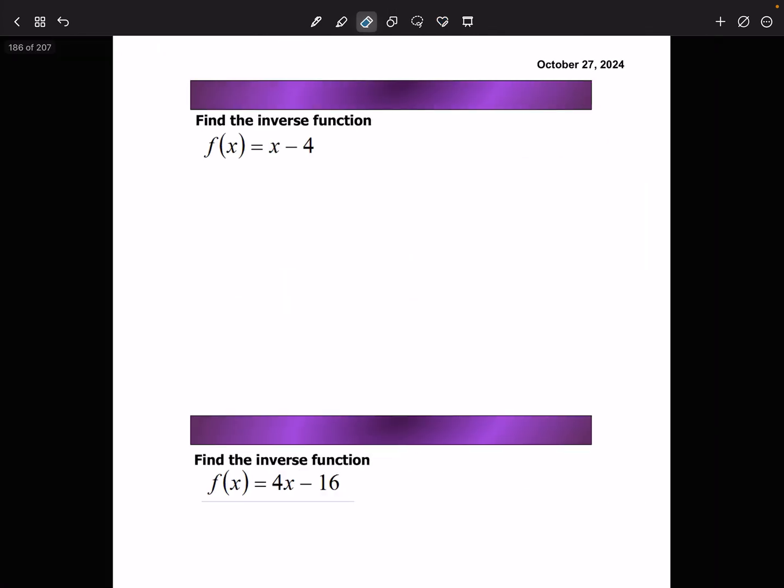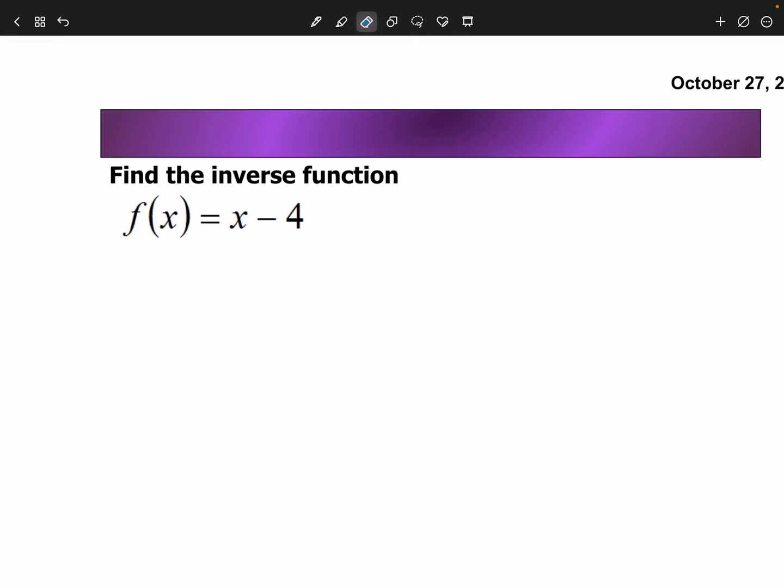Okay, here's one for you to try. Go ahead and press pause. And then when you're ready to check your answer, come back. And that's what I'll provide, is just the answer on this one. Okay, welcome back. You should have gotten f inverse of x is equal to x plus 4.